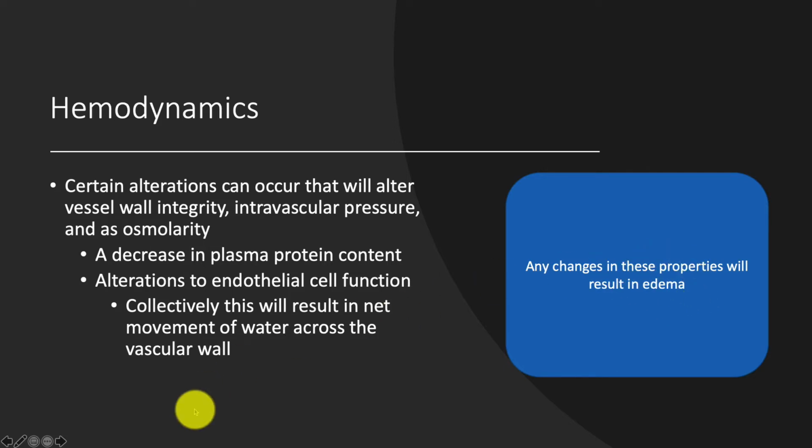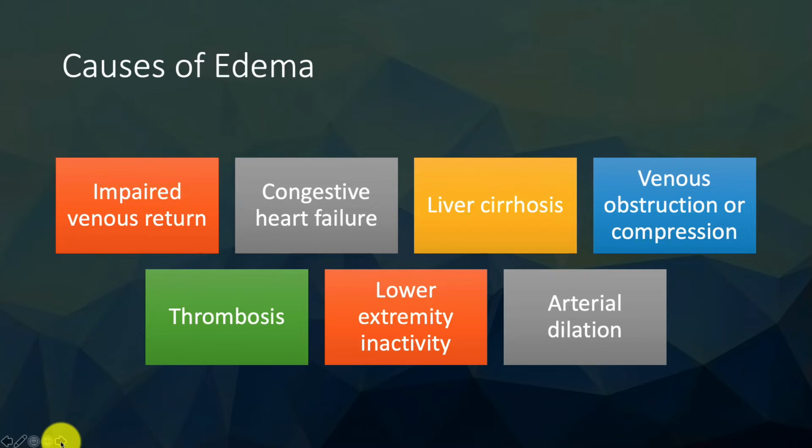But let's look at some of the complications and the diseases that are associated with changes in hemodynamics. And you can see them listed here. You could have impaired venous return, right? So let's say you have poor circulation, you have poor blood pressure, you have poor muscle pump action. Let's say you get pooling of the blood in the legs or in the feet, right? You can get mild edema there.